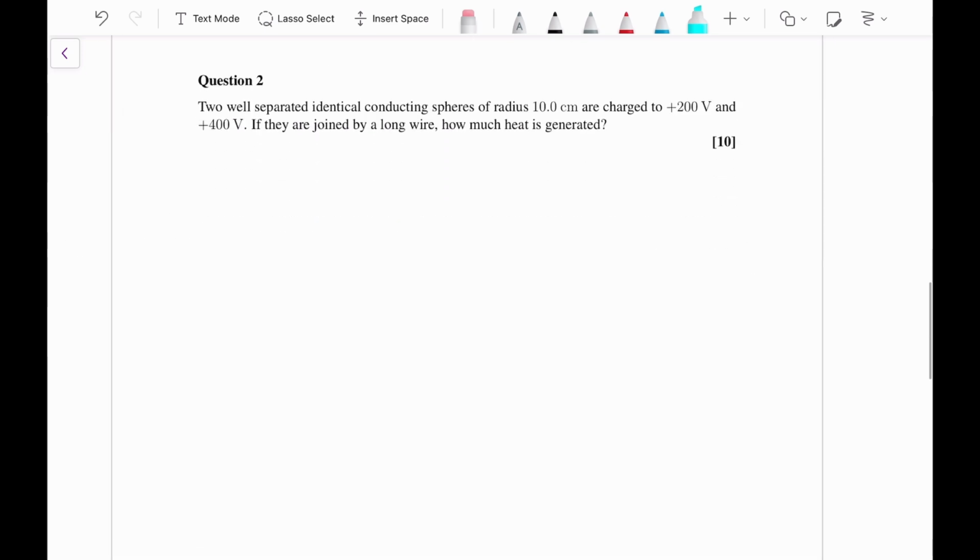Over here it says, two well-separated identical conducting spheres of radius 10 centimeters are charged to plus 200 V and plus 400 volts. So these are the electric potentials of the two identical spheres. And then the question wants us to calculate, if they are joined by a long wire, how much heat is generated. So heat is essentially energy, right?